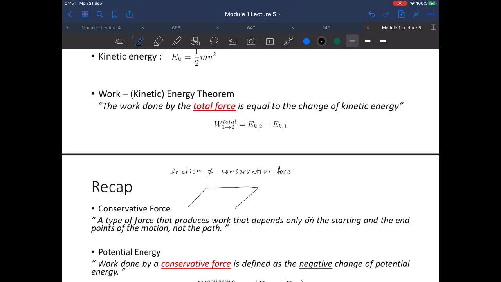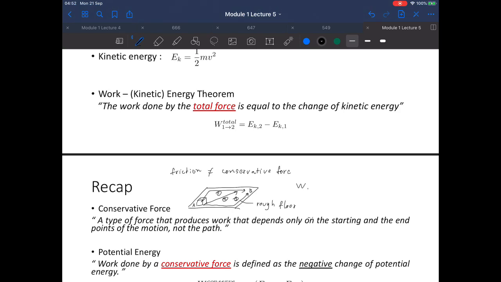Okay, so for example, if this is a room with a rough floor, and if you want to move a box on this floor from point A to point B, of course, because you have friction on the floor, the work done by friction, if you move the box along this path, let's call it path 1, and along this path, we call path 2, and along this path, which we call path 3, normally will not be equal.